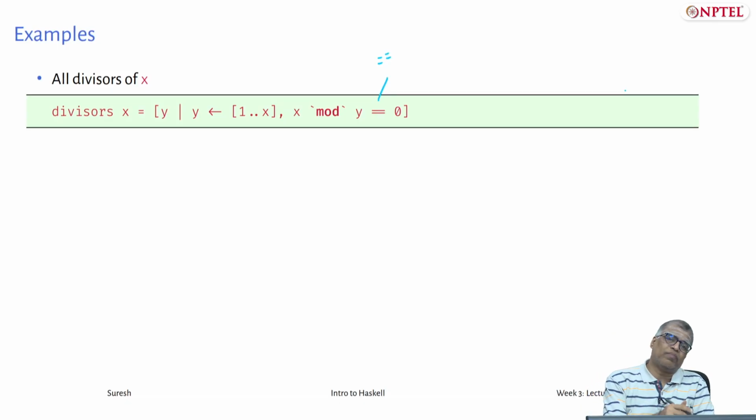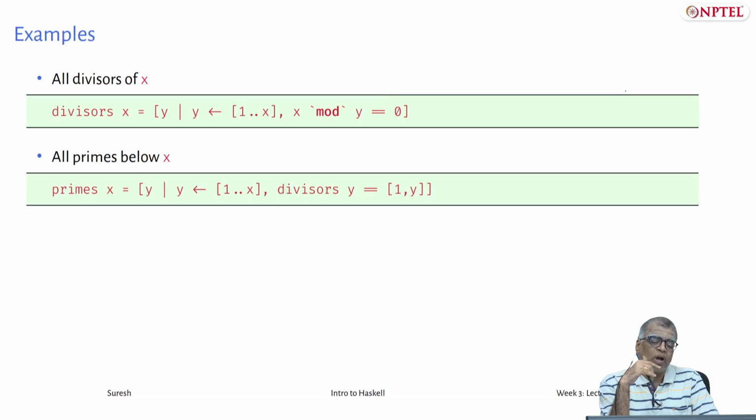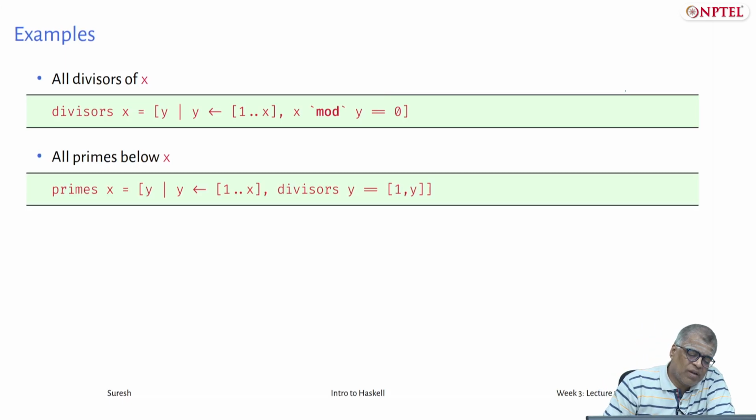So divisors should be simple. All numbers y from 1 to x such that x mod y is equal to 0. Those are all the divisors of x. Let us look at all primes below x. You want to look at all y such that y comes from 1 to x, such that divisors of y equals 1 comma y. That's it. So x is a prime, or y, or whatever, any number.